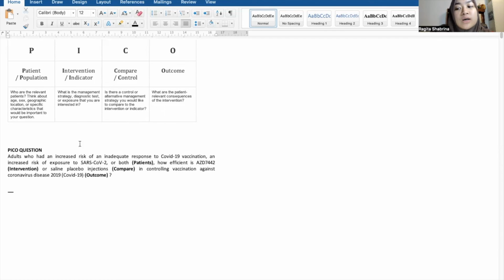So as we read the question, in adults who had an increased risk of an inadequate response to COVID-19 vaccination and an increased risk of exposure to SARS-CoV-2, or both, how effective is AZD7442 or saline placebo injection in preventing coronavirus disease 2019, or COVID-19?